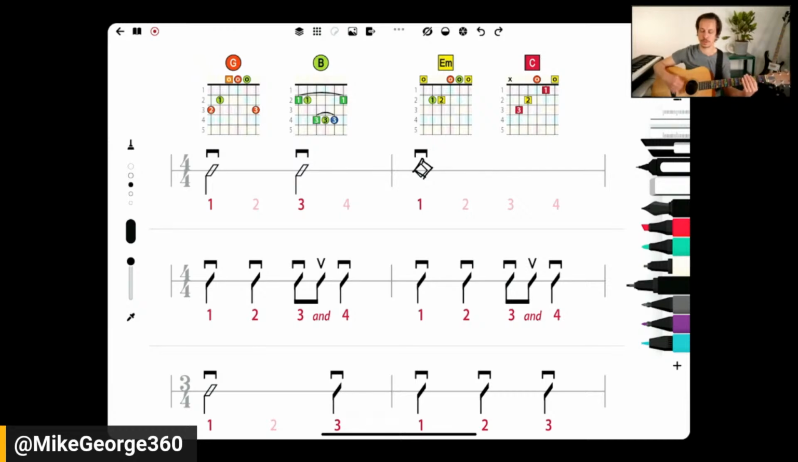So it's 1, 2, 3, and 4. Okay. So the right hand knows what it's going to do. The left hand knows what it's going to do. Let's get them together. But you don't play the guitar like that. We play it like this.